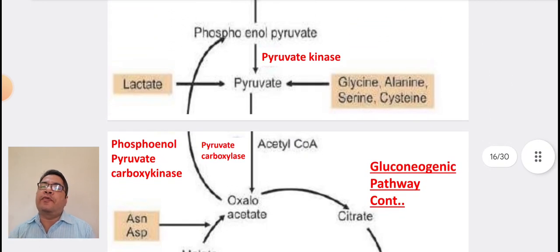Earlier, it used to form pyruvate from phosphoenol pyruvate by pyruvate kinase, and later this pyruvate used to convert into oxaloacetate in the presence of the enzyme pyruvate carboxylase. Now in the gluconeogenic pathway, the opposite reaction can take place via the enzyme phosphoenol pyruvate carboxykinase.